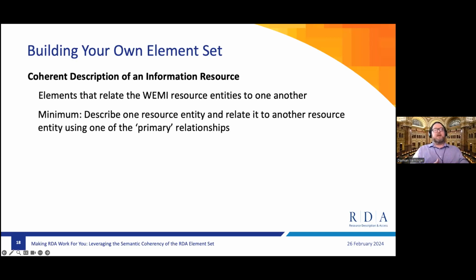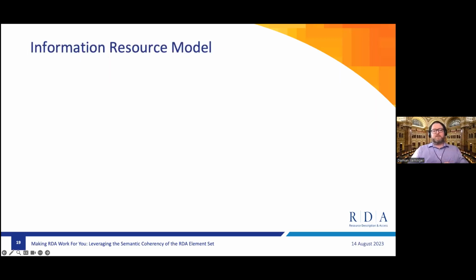So we'll talk about here the coherent description of an information resource. These are the elements that relate the WEMI resource entities to one another. And the bare minimum that RDA has is that you describe one resource entity, so describe either a work, an expression, a manifestation, or an item, and you relate it to another resource entity using one of the primary relationships.